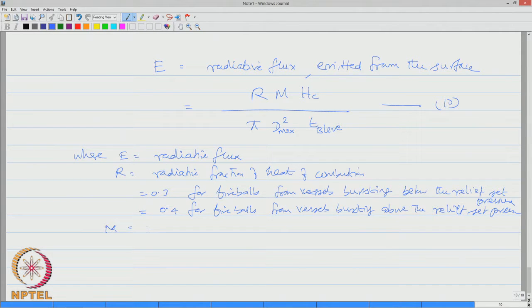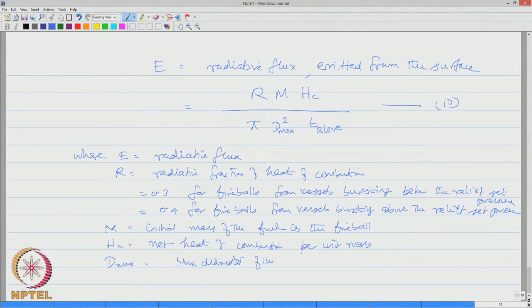M is the initial mass of the fuel in the fireball, H c is the net heat of combustion per unit mass, D max is the maximum diameter of the fireball, which we already gave the expression, and T Blevi is duration of the fireball, for which also we have the expression.